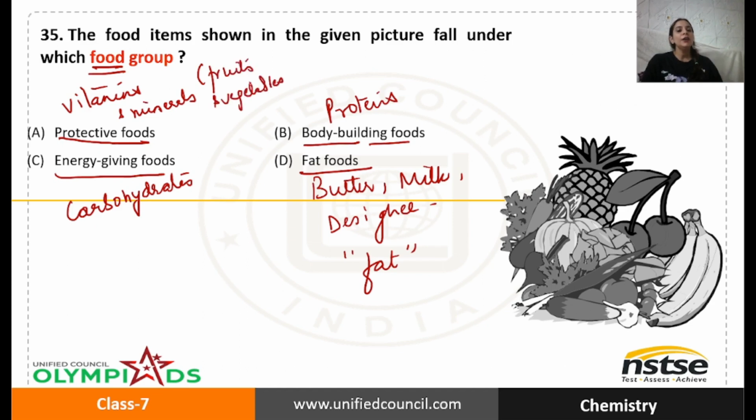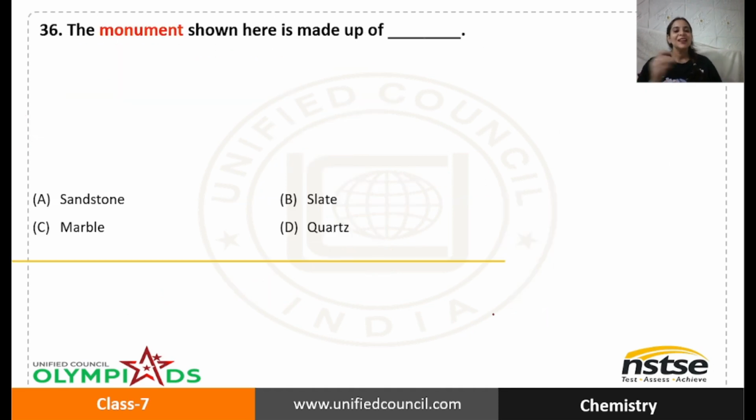Now here you can see the picture that is given here indicates vegetables and fruits. So obviously they belong to the category of protective food. So option A is the correct answer, because they have got a lot of vitamins and minerals in them, which is essential for our body. Next question.